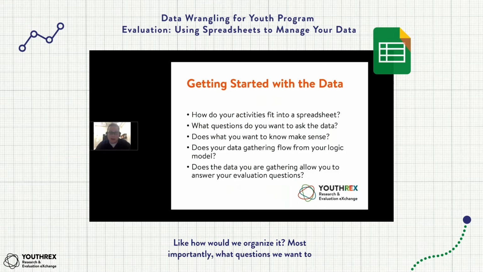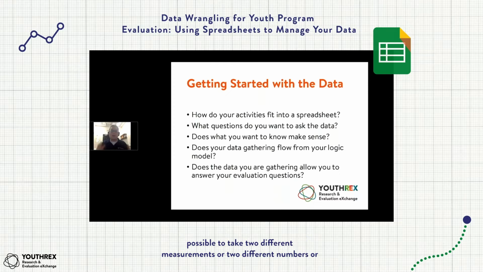Like, how would we organize it? Most importantly, what questions do we want to know? So for example, if we wanted to know the minimum age, we want to know the average age, those would be simple things to figure out. If we want to ask much more complicated questions, we'd have to have a new strategy to figure out how we make that happen. Does what we want to know make sense?